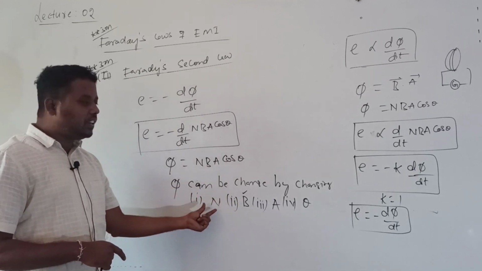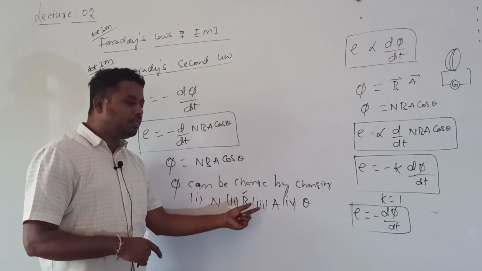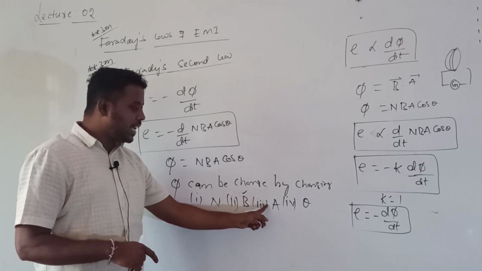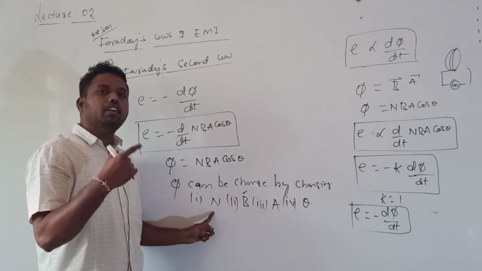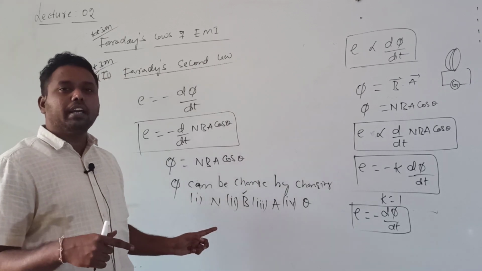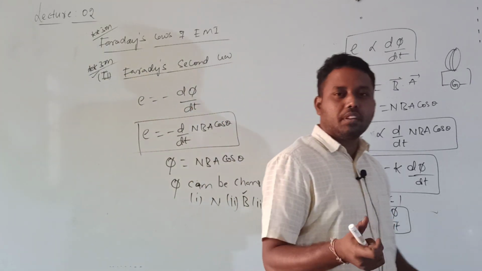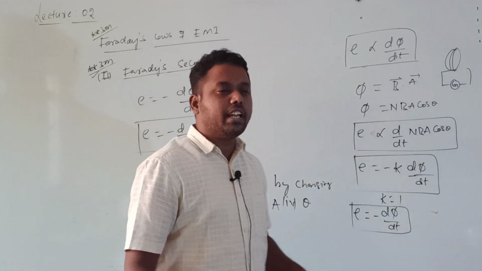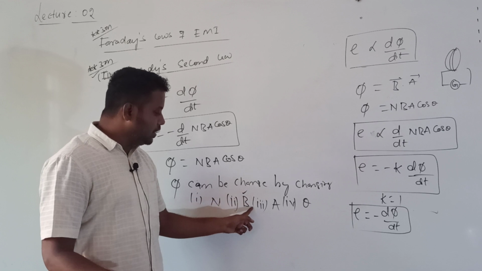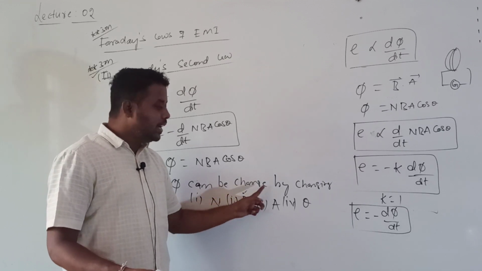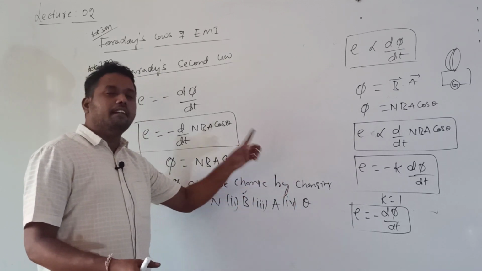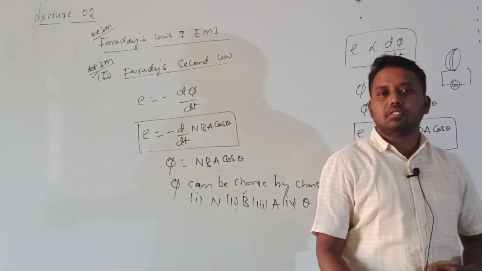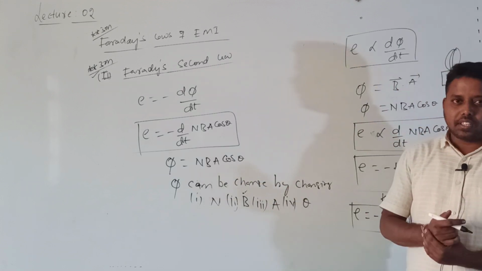You can increase the number of turns, the magnetic field induction, or the area, or you can change theta. But when you increase the area or number of turns, the coil will become bulky. When the coil becomes bulky, resistance increases, so current will decrease. That's why the better option is to increase the B value, and even compared with changing B, it is better to change theta. Whenever a coil is rotating in an external magnetic field, we can change the flux value.